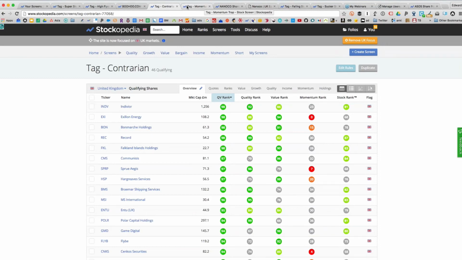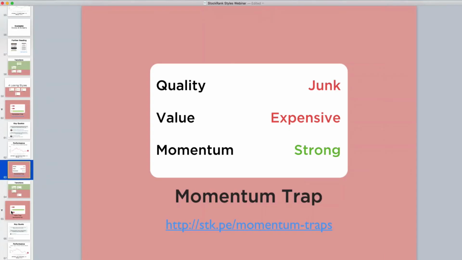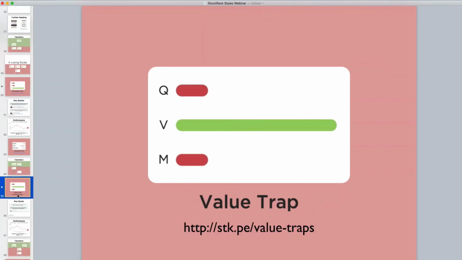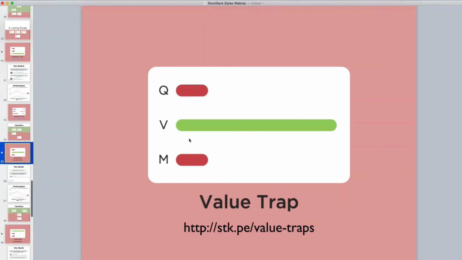Okay, we're going to move on, and I'm going to move straight on to value traps. Value traps are one of the profiles that so many value investors get sucked into. It's when a stock just looks super cheap, and so cheap that you can't ignore it. But unfortunately, often the market's against it, and it just doesn't recover.